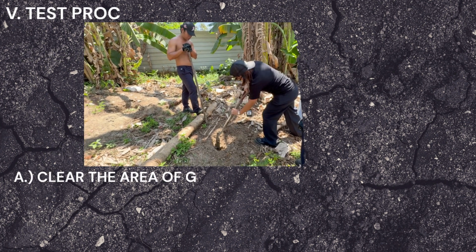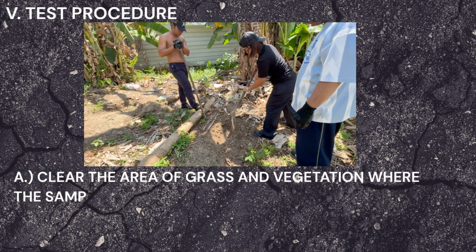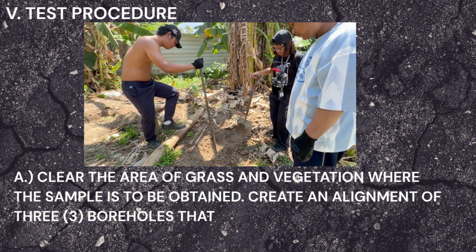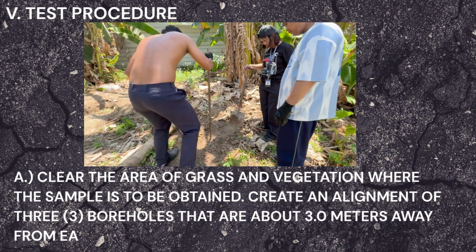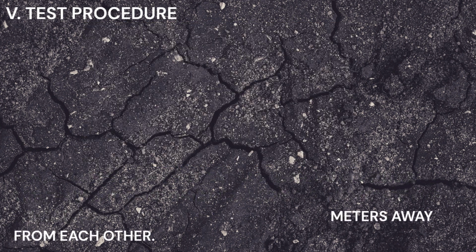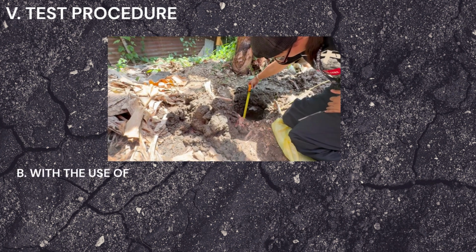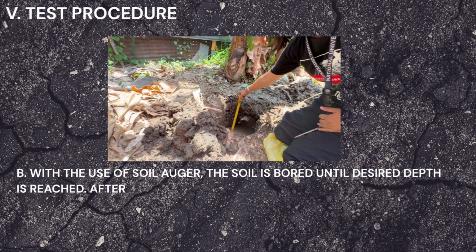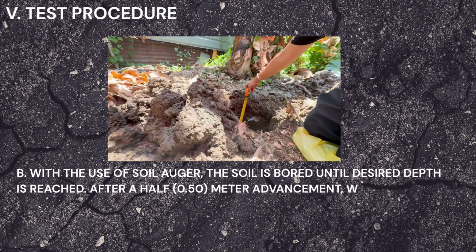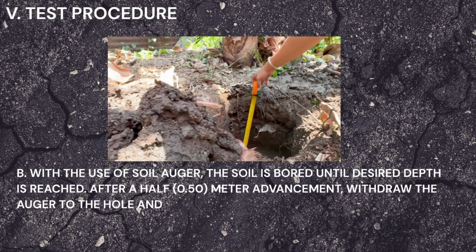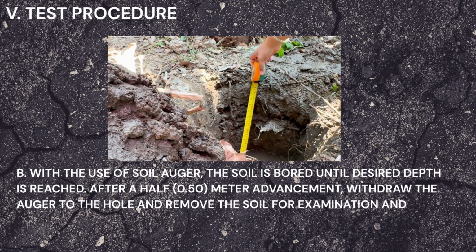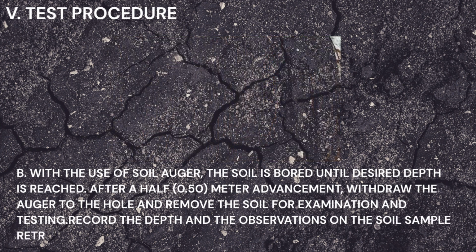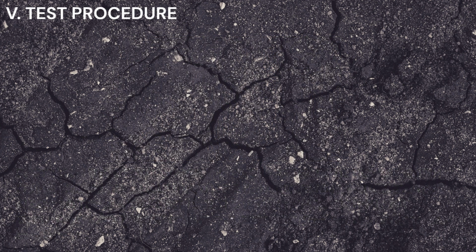Clear the area of grass and vegetation where the sample is to be obtained. Create an alignment of 3 boreholes that are about 3.0 meters away from each other. With the use of soil auger, the soil is bored until desired depth is reached. After a half-meter advancement, withdraw the auger from the hole and remove the soil for examination and testing. Record the depth and the observations on the soil sample retrieved.